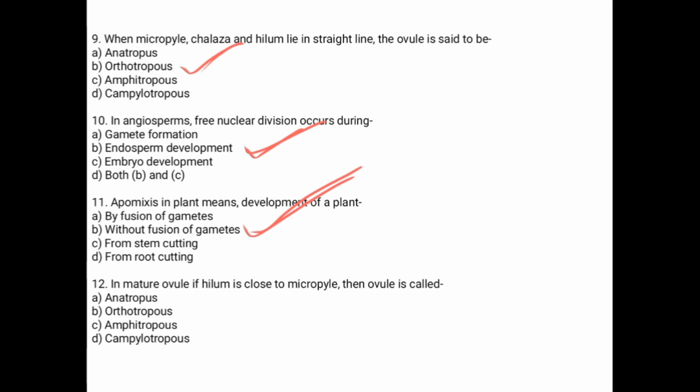Then the next question. In a mature ovule, if the hilum is close to the micropyle, then the ovule is, here the answer is anatropous.